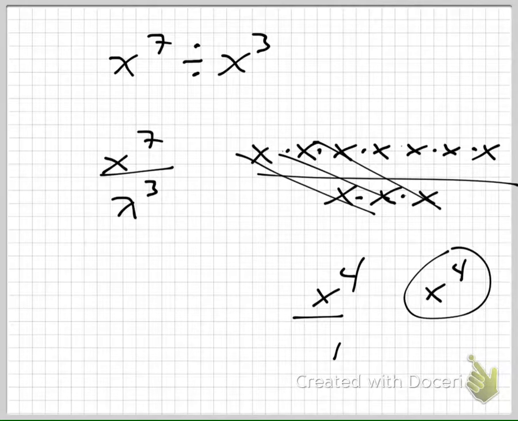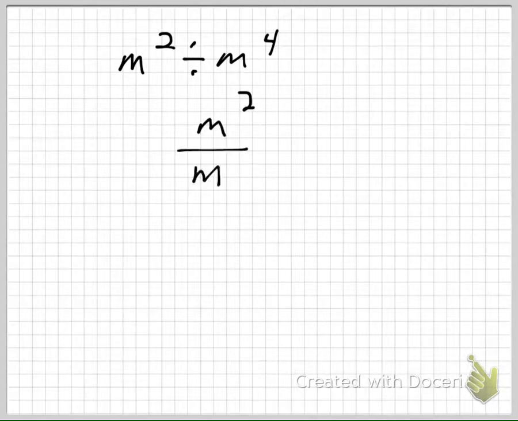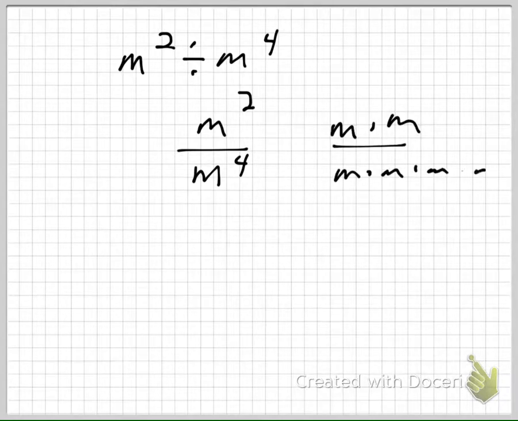Now, what if I land like this? I mean, this doesn't happen. I don't think it should happen here. But what if I landed up like this? m squared divided by m to the 4th, which is m squared over m to the 4th, which is m times m over m times m times m times m. And you go bang, bang. And then what does it leave me with?